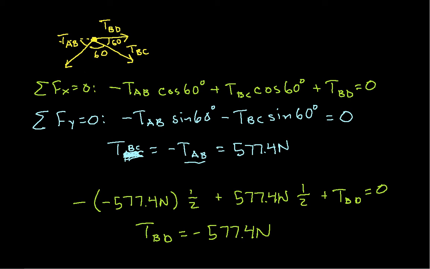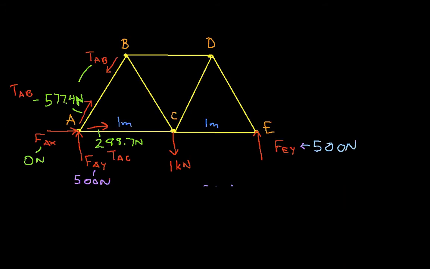So let's write these down. Okay, we had TBD and TBC. TBD was minus 577.4 newtons. TBC ended up being 577.4 newtons. Okay, so again, we're making great progress here.